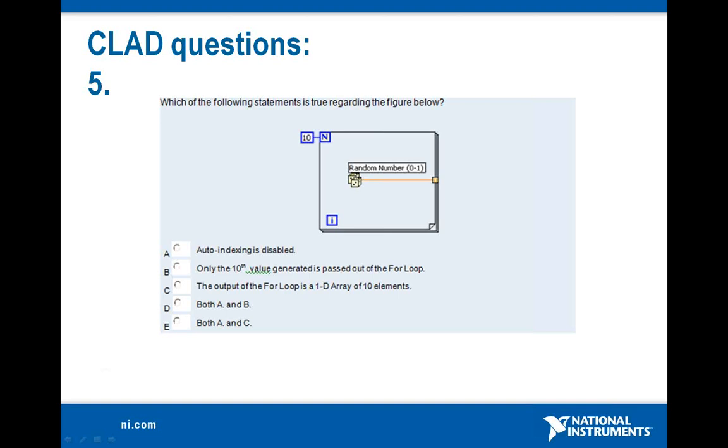Let us now go to the 5th question. Which of the following statements is true regarding the figure below? A. Auto indexing is disabled. B. Only the 10th value generated is passed out of the for loop. C. The output of the for loop is the 1D array of 10 elements. D. Both A and B, or E. both A and C.